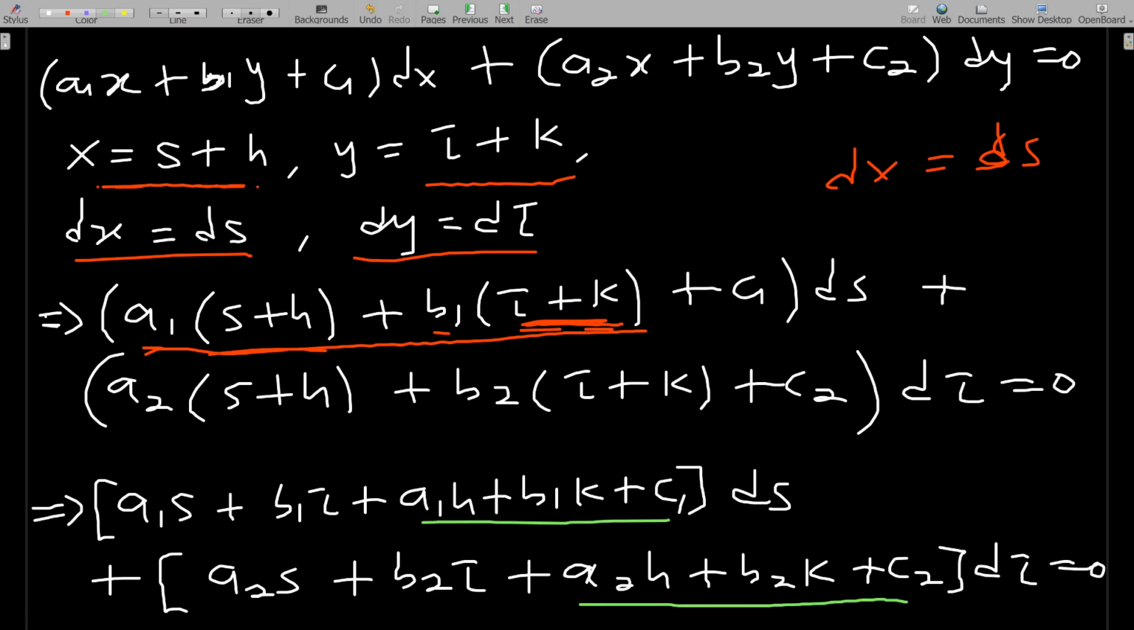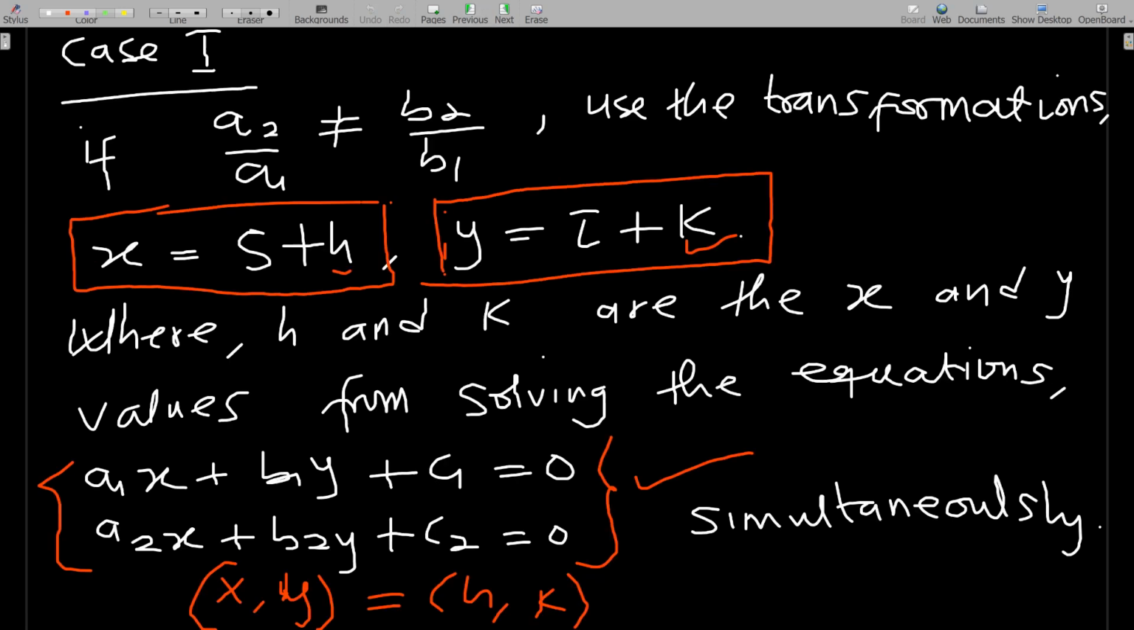Okay, what can you say? Now let's go back to our system of linear equations. We said that this h and k are the solution we get for x and y in this system.